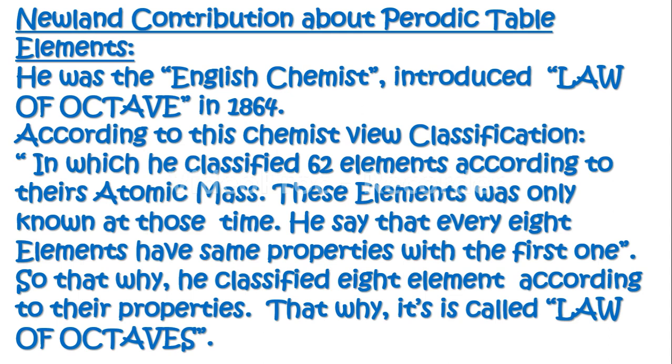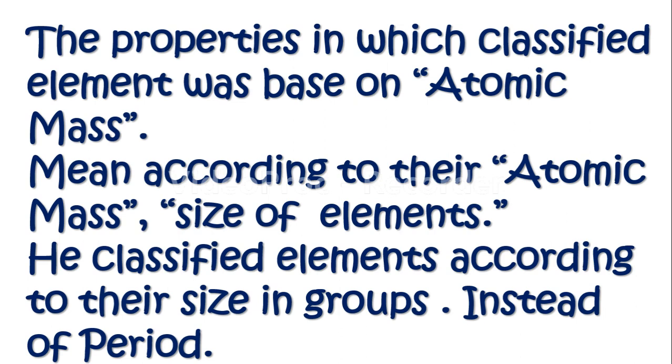Understand? And how many elements did he classify at his time? There were 62 elements discovered at this time, and he classified all those elements in proper groups, and each group has 8 elements. That's why he called it the law of octaves. But the question arises in our mind: on which property did he classify the elements? The property on which he classified the elements was atomic mass.